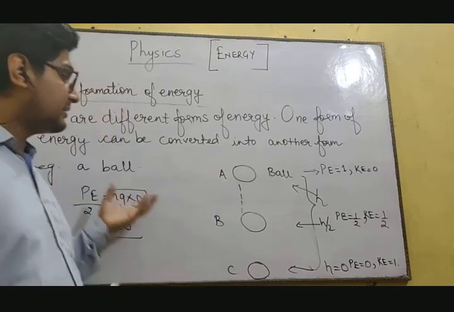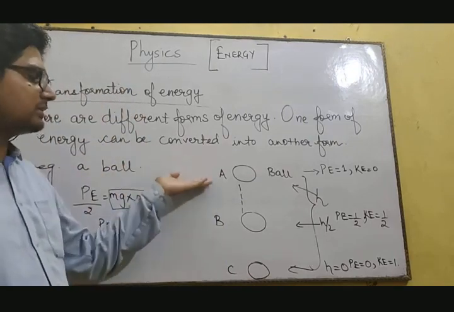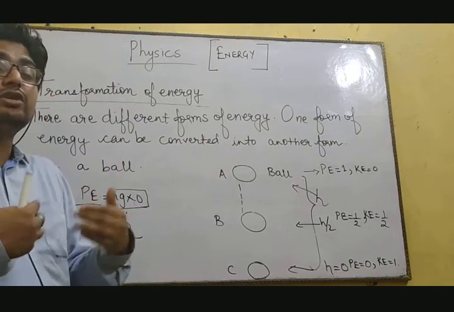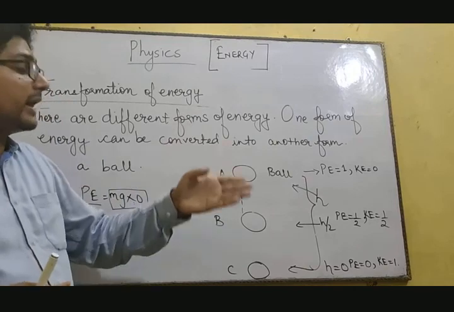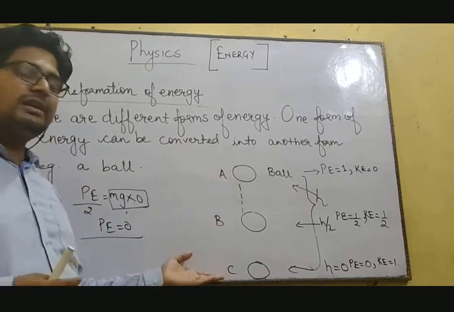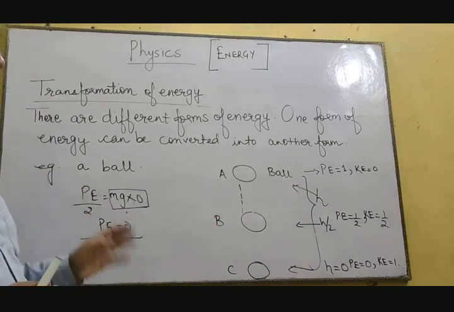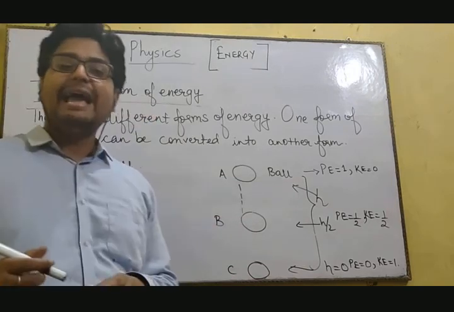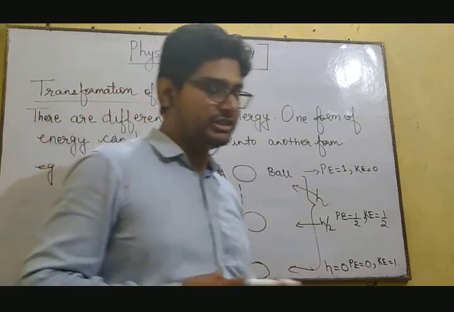So you can say that when the ball was coming down, the energy was losing. Which kind of energy was lost? Potential energy was lost, and it was converting into kinetic energy. Over here potential energy has become 0 and kinetic energy became maximum. So this is how one form of energy gets converted into another form. So that is what transformation of energy is.